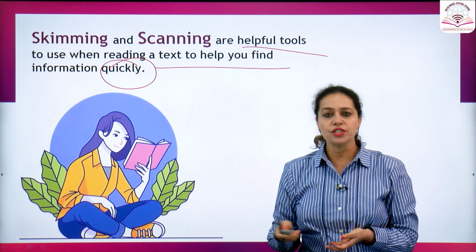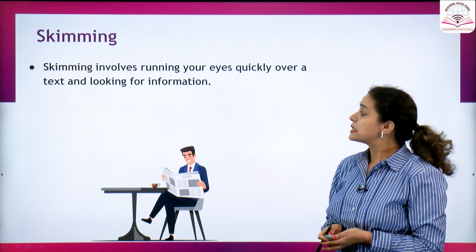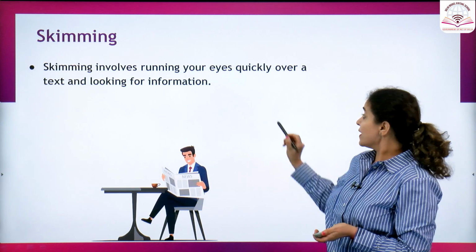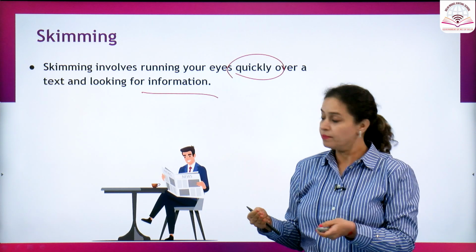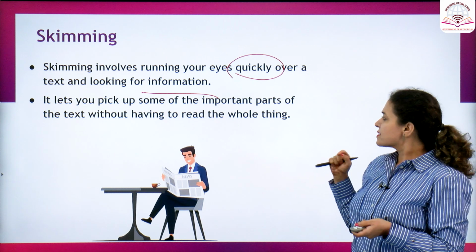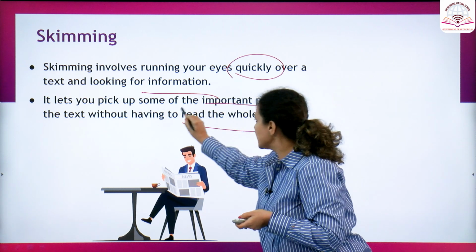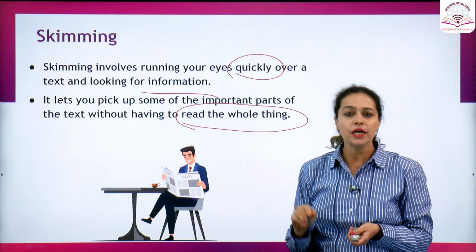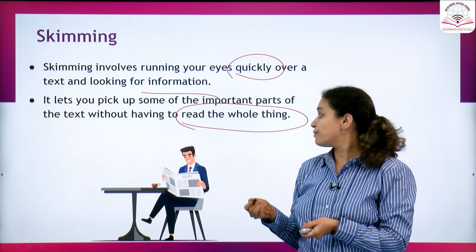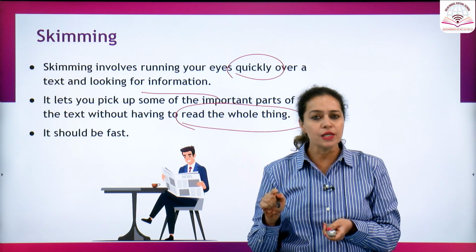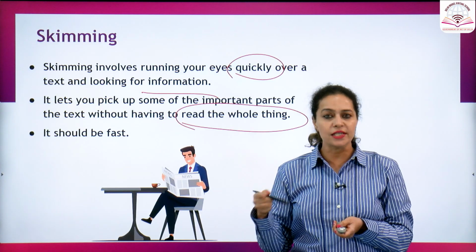Let's take each in detail now. We'll talk about skimming first. What is skimming? Skimming involves running your eyes quickly over a text and looking for some information. It lets you pick some of the important parts of the text without having to read the whole thing. You need not read the whole thing. Just have to gauge the main idea of the text, and it should be really very fast. So the fast is the keyword here. You don't have to be slow. You have to be very quick and read the text very quickly.